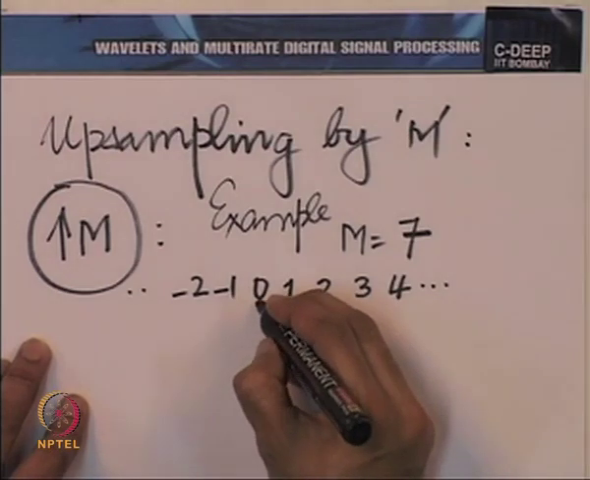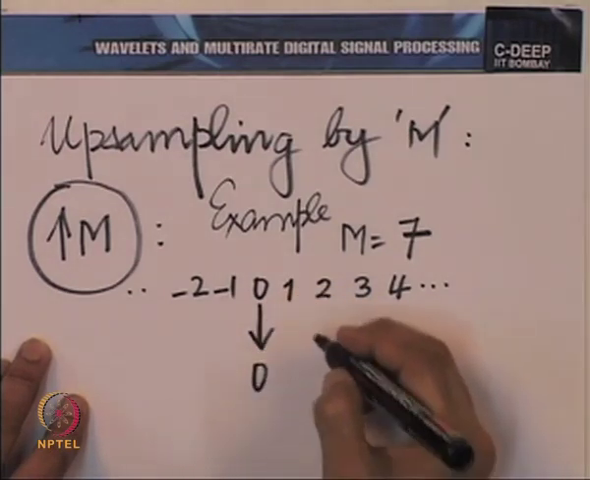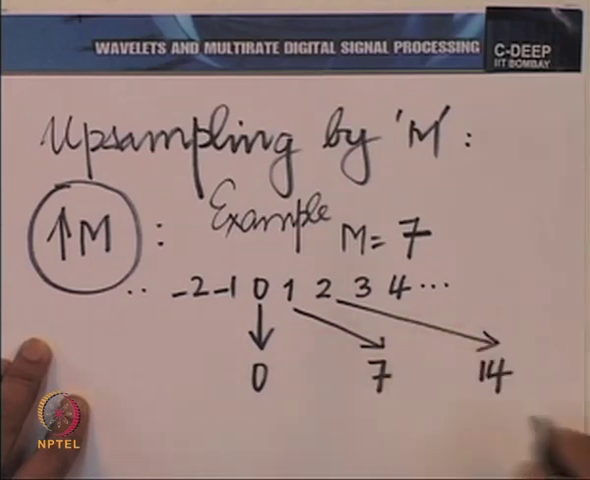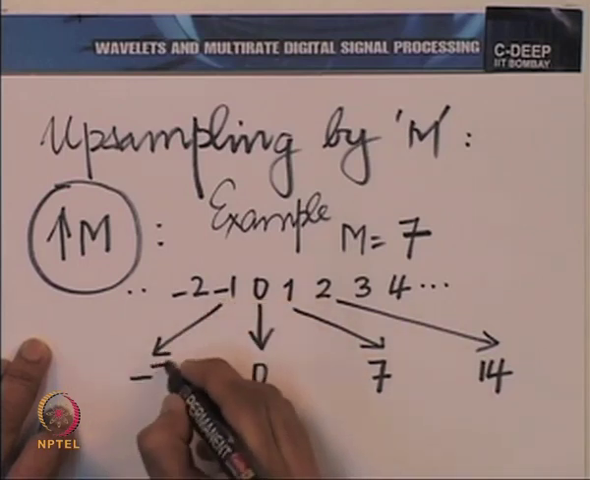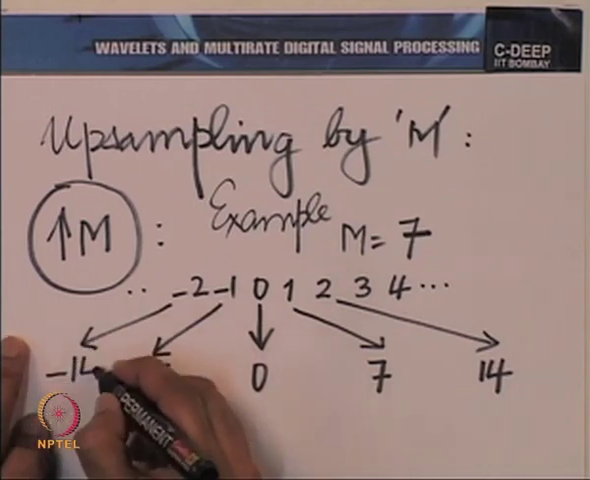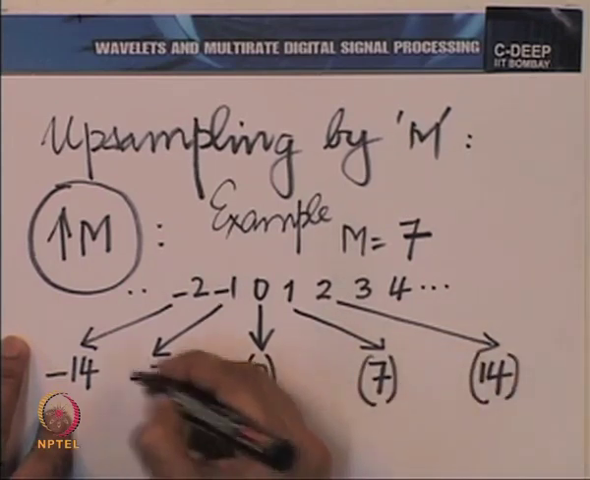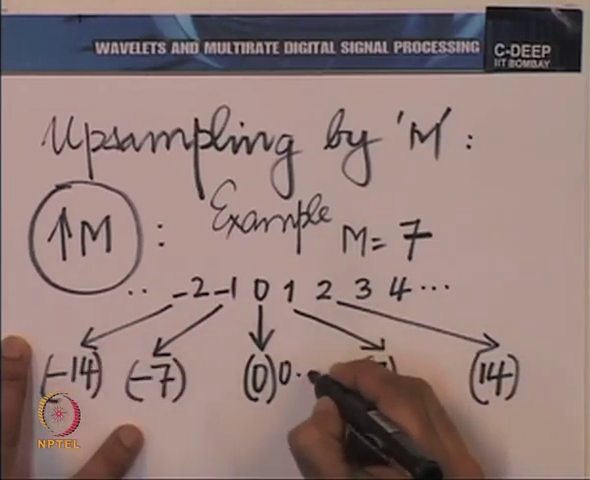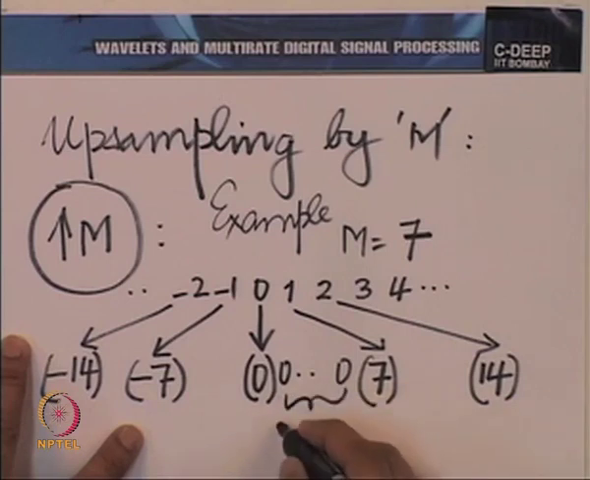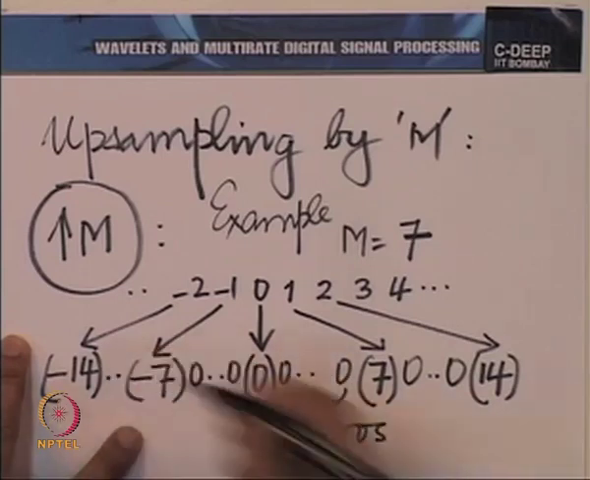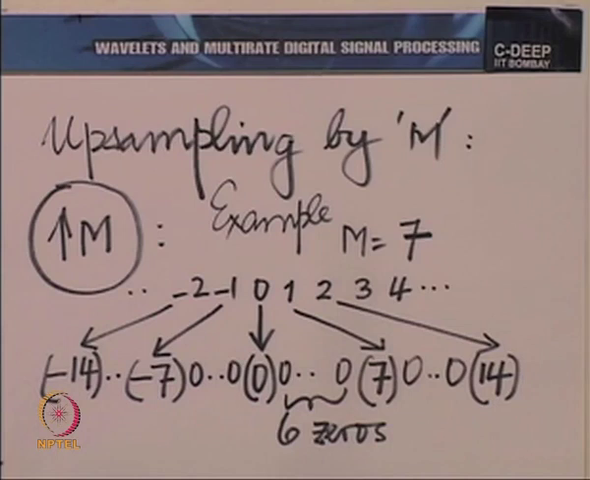When you upsample by 7, the 0 sample goes where it is, to 0. The 1 sample would go to 7, the 2 sample to 14 and so on so forth, the 3 sample to 21, the 4 sample to 28, and the minus 1 sample would go to minus 7, minus 2 to minus 14 and so on so forth. And of course, in between, I'll put brackets around these just for clarity here. In between, you would insert zeros. So how many zeros would you insert here? 6 zeros. Here too 6 zeros in between. Here also 6 zeros and so on. So this is upsampling by a factor of 7.